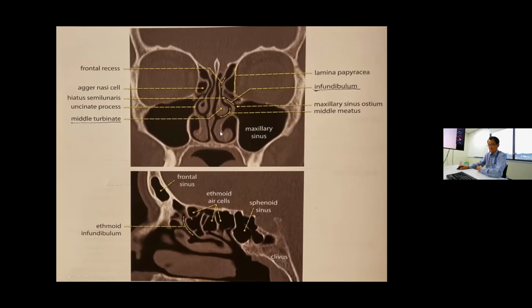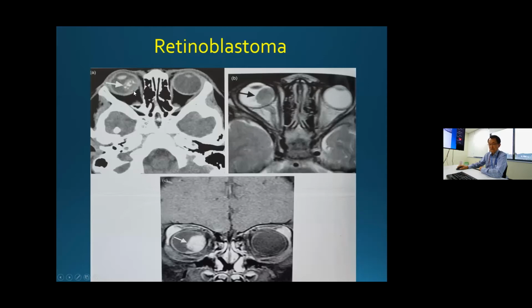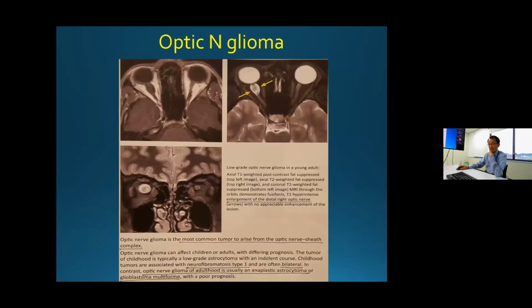Okay, in the eye, if you see any irregular calcification, you have to think of a retinoblastoma. So it's a mass here, enhanced, with calcium. And this nerve normally runs here, but if you have thickening or a nodule here, optic glioma must come to mind. You can see it enhanced.